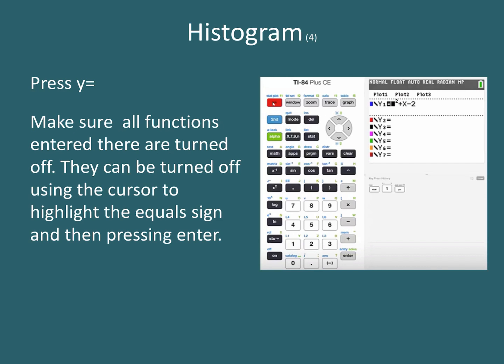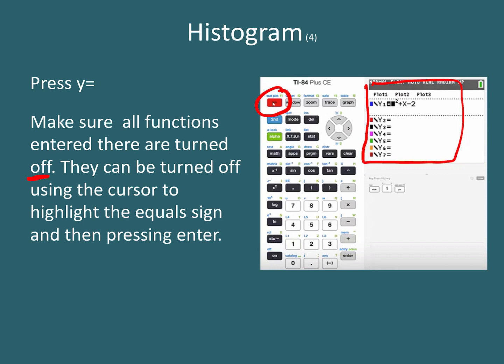Now, we press the Y equals key, which is located in the upper left corner of your calculator. We need to make sure that all functions entered are turned off. They can be turned off by using the cursor to highlight the equal sign, then pressing enter. Now once you press Y equals, you will end up with this screen here. And if you bought your calculator new, chances are there will be nothing here anyway. But in case you do have something here, you do not want these functions to be turned on.